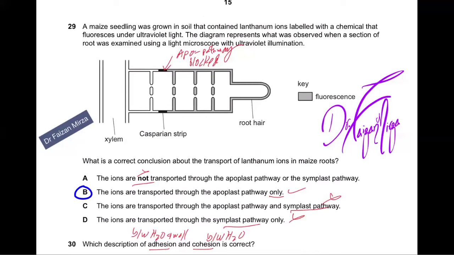Question 29. A maize seedling is grown in soil containing lanthanum ions labeled with a chemical that fluoresces under ultraviolet light. The diagram represents what was observed when a root was examined using a light microscope with ultraviolet illumination. This is xylem, this is Casparian strip. We can see fluorescence in the root hair cells, and in the cortex cells fluorescence is there as well. But at the Casparian strip, the fluorescence does not proceed. So we know that the Casparian strip blocks the apoplastic pathway. So the apoplastic pathway is the one which is relevant here. Symplastic is not occurring, and beyond the Casparian strip, apoplastic is not occurring.